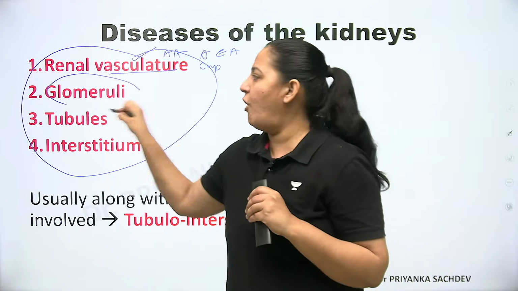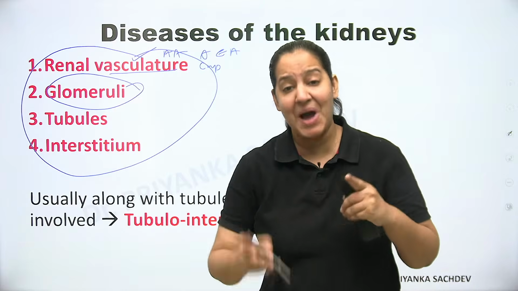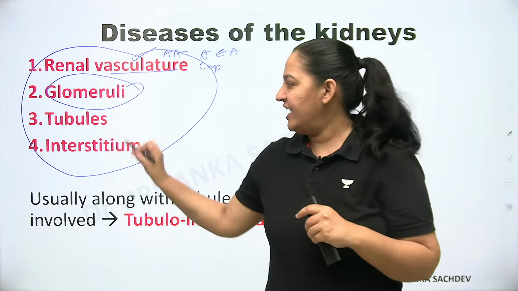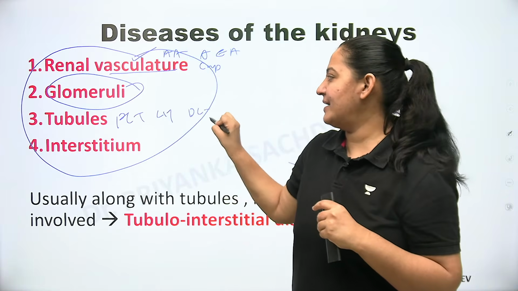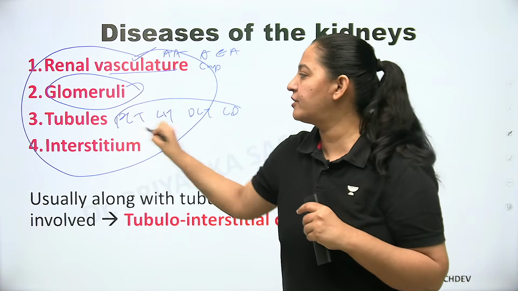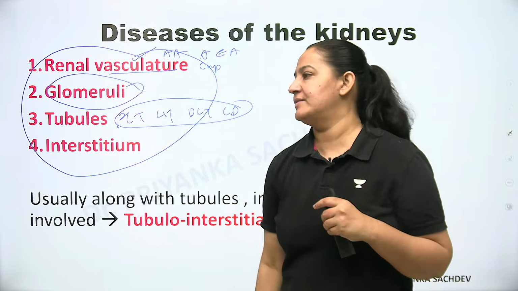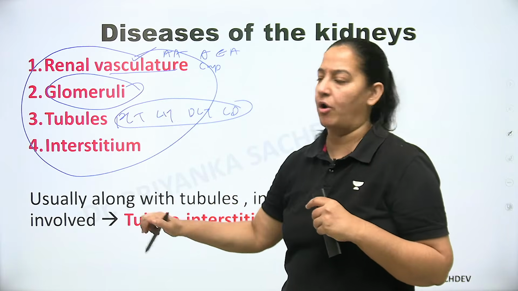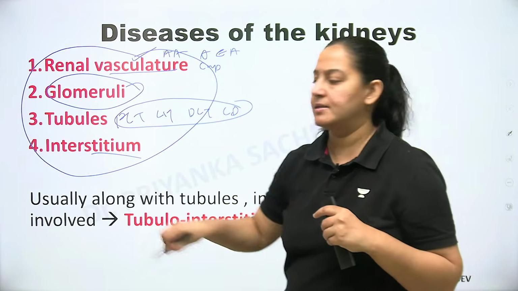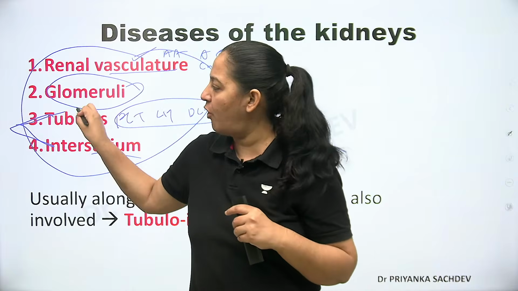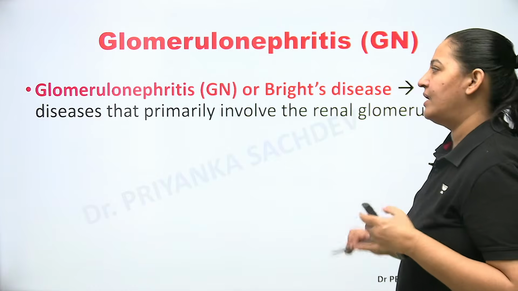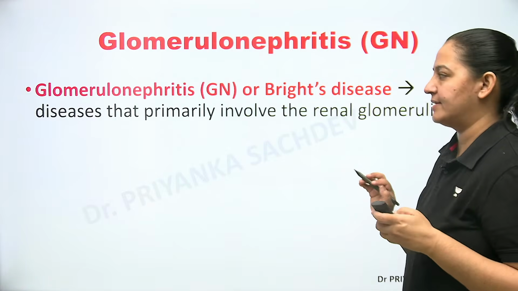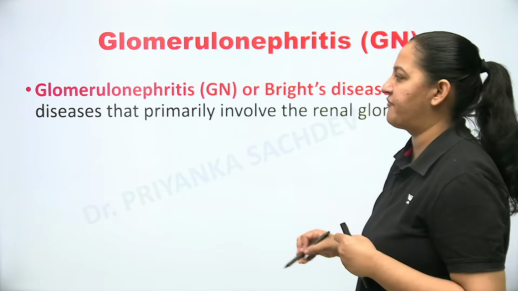If the glomerulus is involved, it is known as glomerulonephritis. So I am teaching you glomerulonephritis. If PCT, loop of Henle, DCT and collecting ducts are involved, these are all tubules, so these are known as tubular diseases. And if the background is involved, it is known as interstitial disease. Tubules and interstitium are always involved together, that's why it is known as tubulointerstitial disease. So let me start the disease glomerulonephritis.